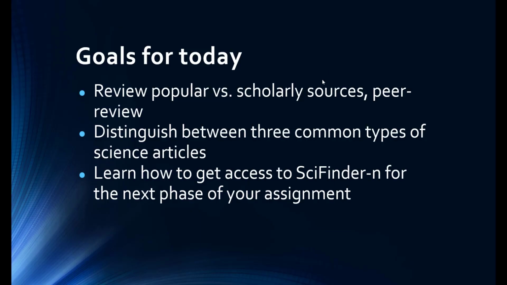This video is the first of three in support of the Chemistry 3500-3600 Library Lab assignment. Our goals for this video are to review the differences between popular and scholarly sources, including peer review, distinguish common types of science-focused articles, and learn how to get access to the SciFinder-n database.